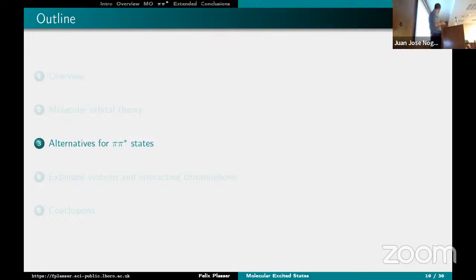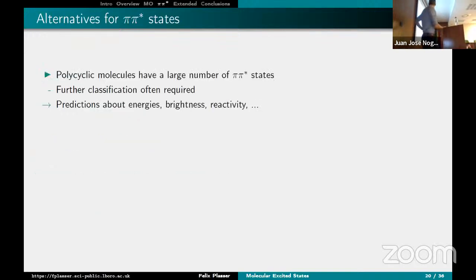So, we've been talking about the MO picture, but something that's, in my opinion, underappreciated in the field is other ways we can talk about excited states, especially Platt states. We know that polycyclic molecules have a large number of Platt states. Any nuclear-based heteroaromatic molecule, even something like naphthalene, has all these different Platt states. And it's just kind of boring to say it's a Platt state.